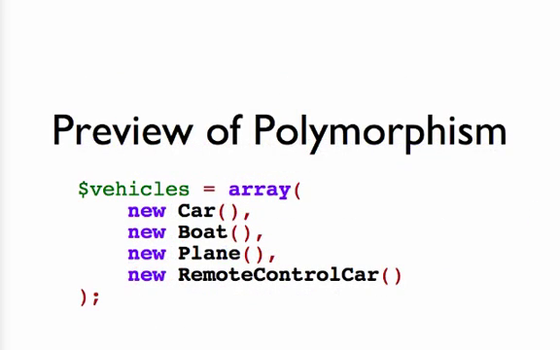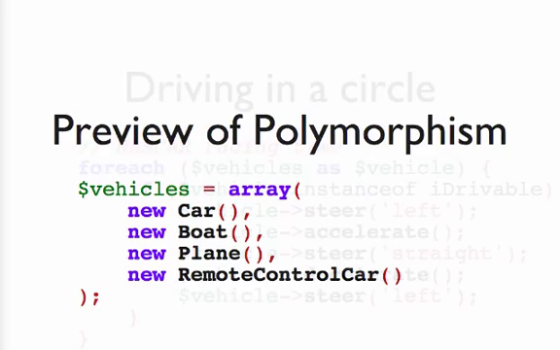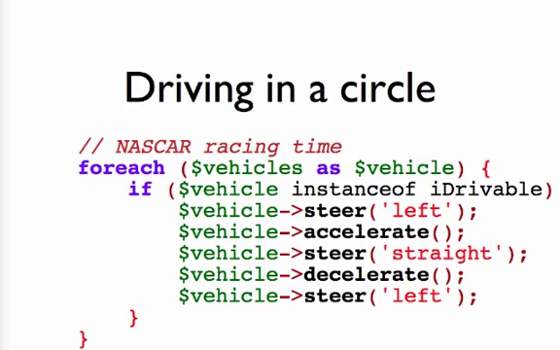So here's a preview of polymorphism. Now that we've established the car and boat and remote control car and plane and everything, we're going to create a PHP array of these objects, and we're going to do stuff with them, right? So remember I said I don't have to know what kind of thing it is. I can just take this array of vehicles, foreach over them, check to see if it's an instance of iDrivable, and if it is, I can have it steer and drive in a circle. So we're doing NASCAR boating and NASCAR planing, and everything else we want to do is we go left and then straight and left and straight again.